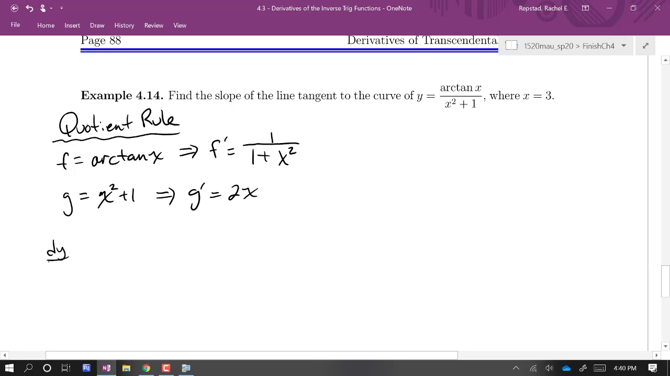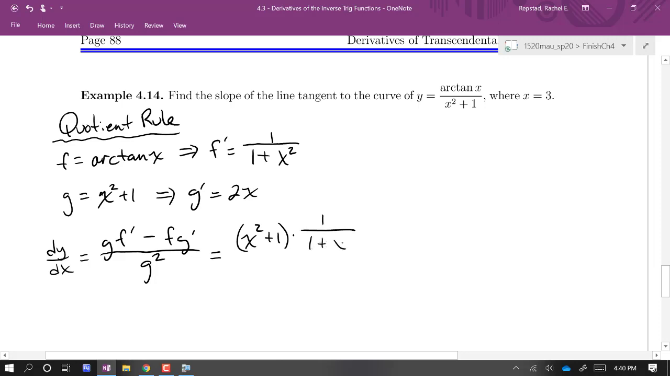dy dx is g f prime minus f g prime all over g squared. So that is g times f prime. So I've got x squared plus 1 times 1 over 1 plus x squared, minus f times g prime. That's arctan x times 2x. This is all over g squared.